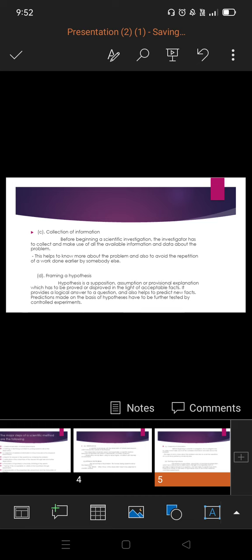And the next one is framing of hypothesis. Hypothesis is the supposition, assumption, or provisional explanation which has to be proved or disproved in the light of acceptable facts. It provides a logical answer to a question and also helps to predict new facts. Predictions made on the basis of hypotheses have to be further tested by controlled experiments.